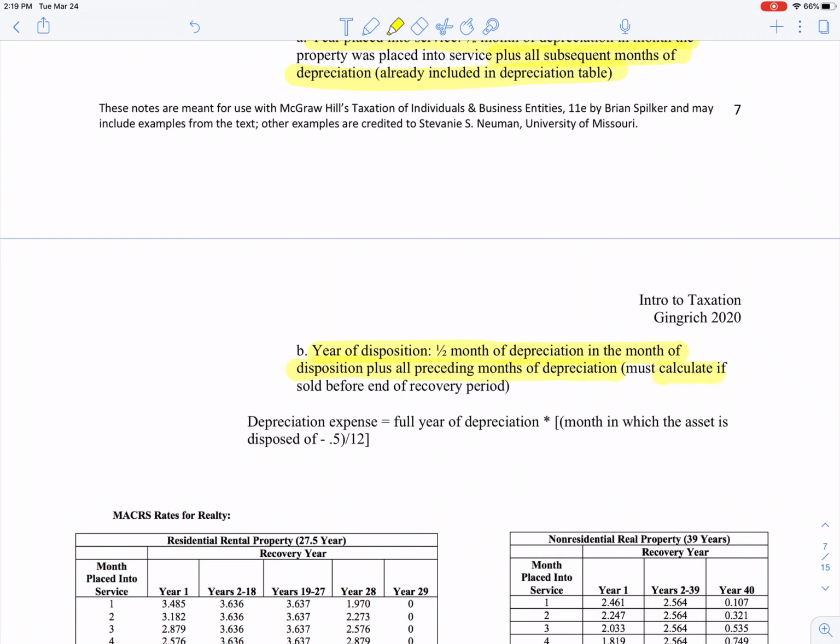But you have to calculate it because the table isn't going to know that you disposed of the asset in June. All right, so a way you can calculate that is a full year of depreciation using the table times the month in which the asset is disposed of minus 1/2, divided by 12.